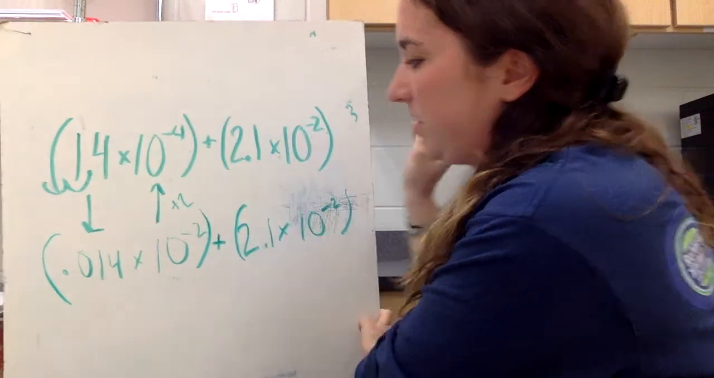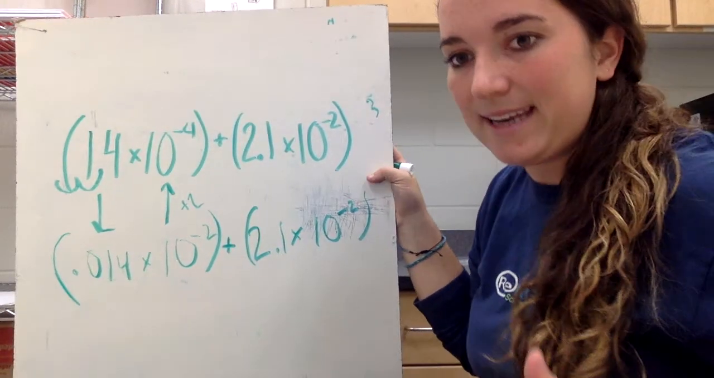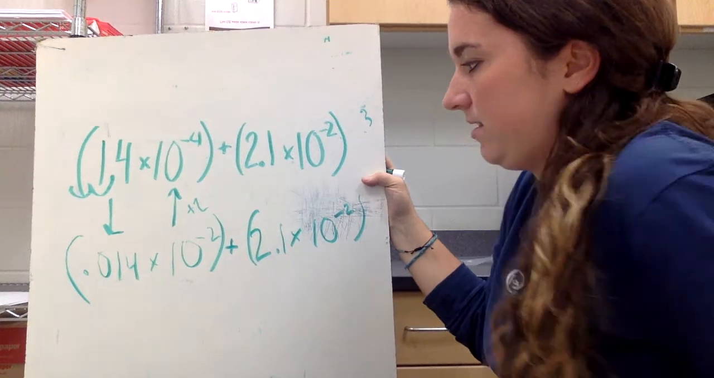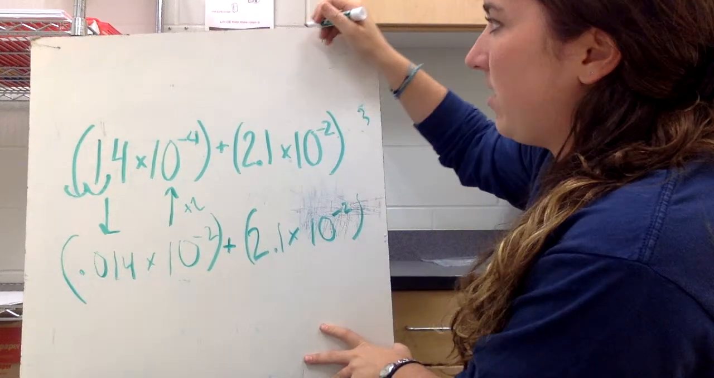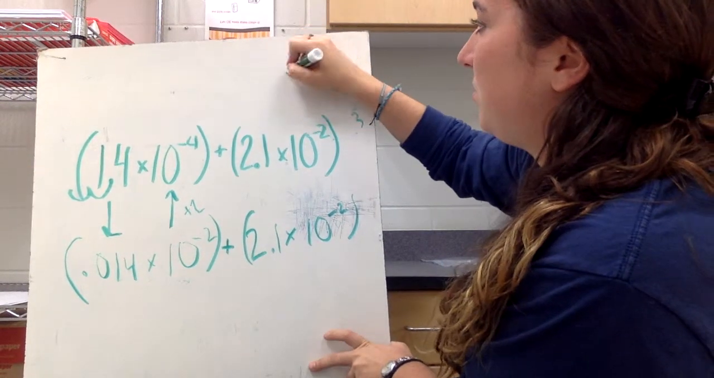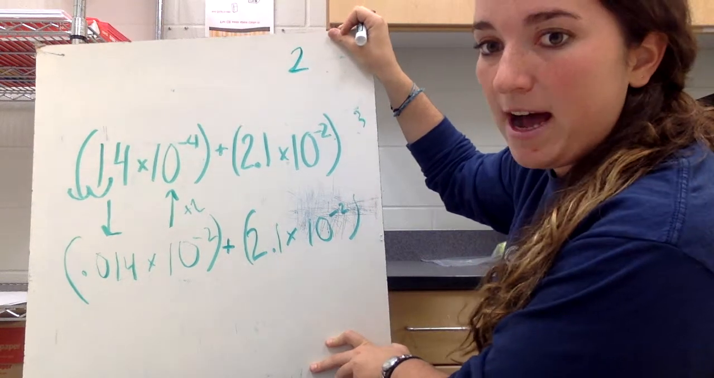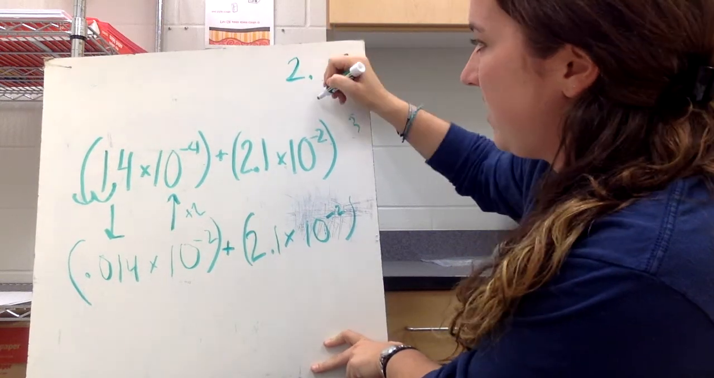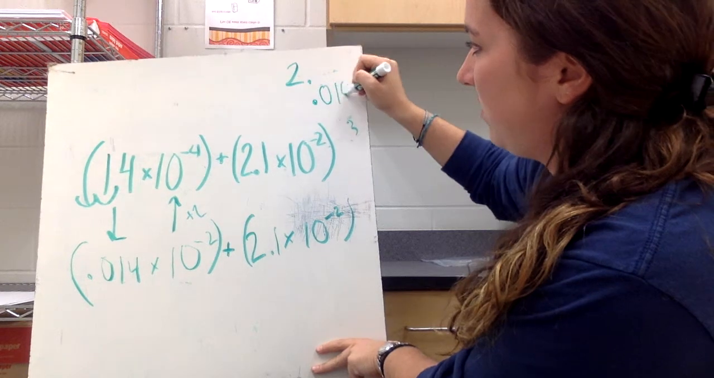So now here are my two expressions that I'm adding. Now that my exponents are the same, what can I do? I can add my front number. I'm going to do the work up top. So I have 2. Where does my decimal go? In front or behind the 2? It goes behind it. When I add, I line up my decimal.